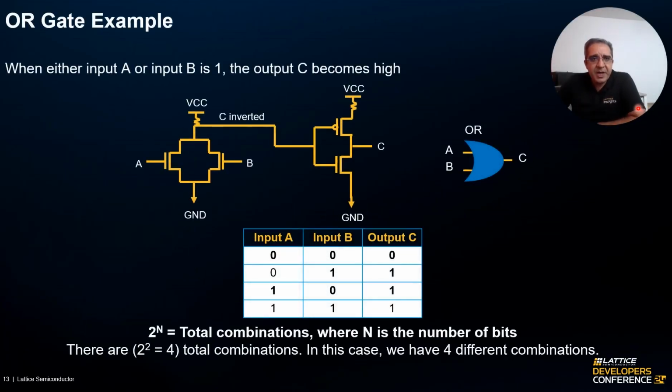In the same way, we can build an OR gate with these transistors. If either A or B goes to 1, then this input, or C inverted, basically goes to 0, and then this transistor is disabled, this one is enabled, and you have C as 1, which represents the OR gate implementation. And there are 2 power n combinations, depending on the number of inputs, and the truth table represents these different combinations of A and B.